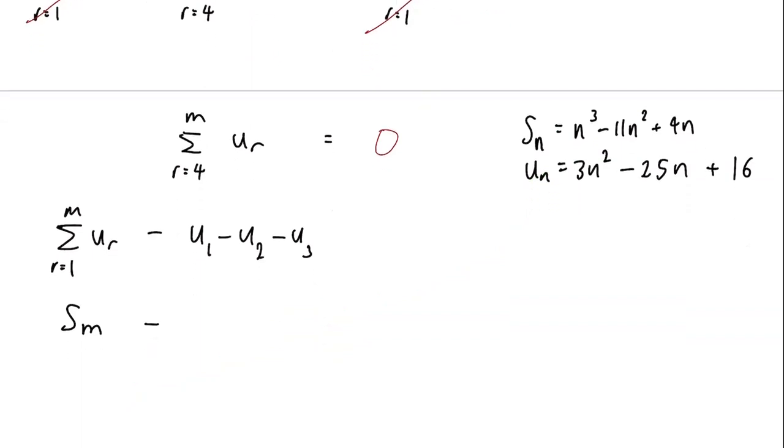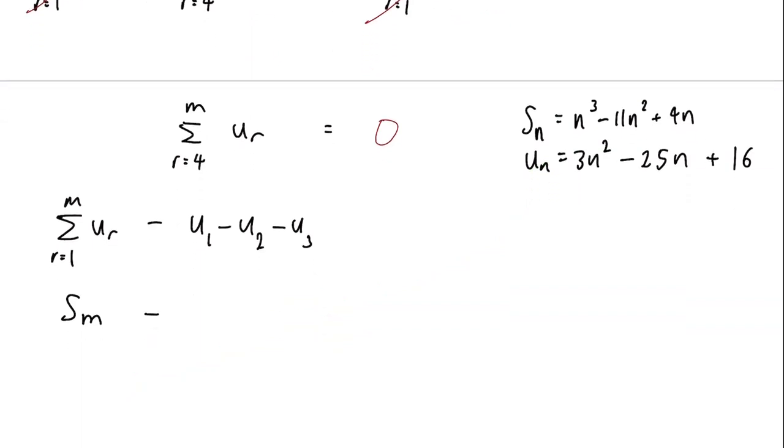But wait, what's u1, u2, u3? It's this one. Maybe it's nicer if I just bring it over to the right-hand side first. So u1 plus u2 plus u3 first, then after that, I sub in. So let's sub in the left-hand side first. Sm means replace the n with m. So m cubed minus 11m squared plus 4m equals u1 plus u2 plus u3.